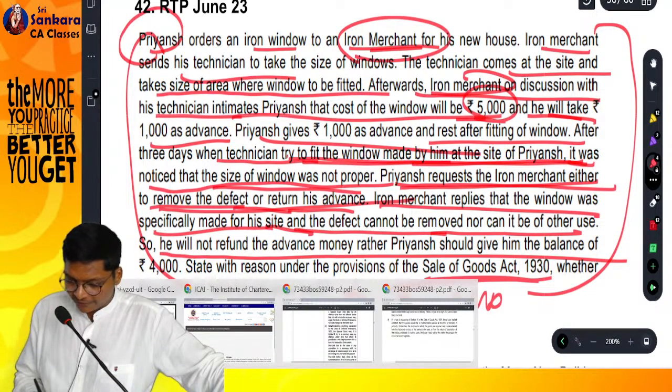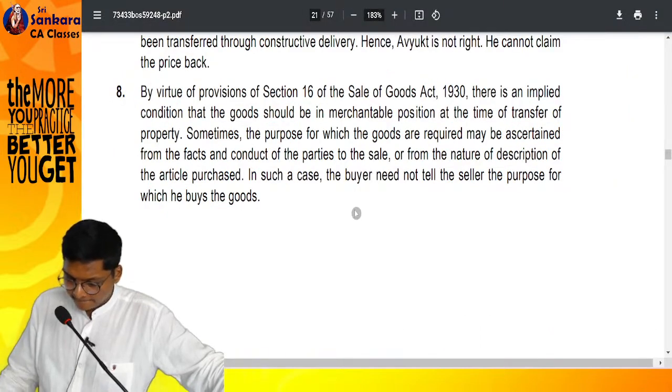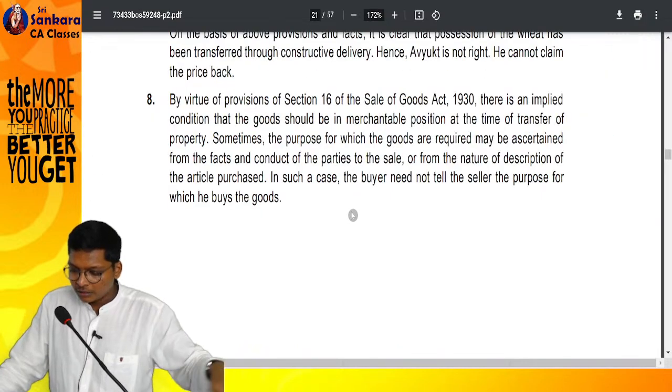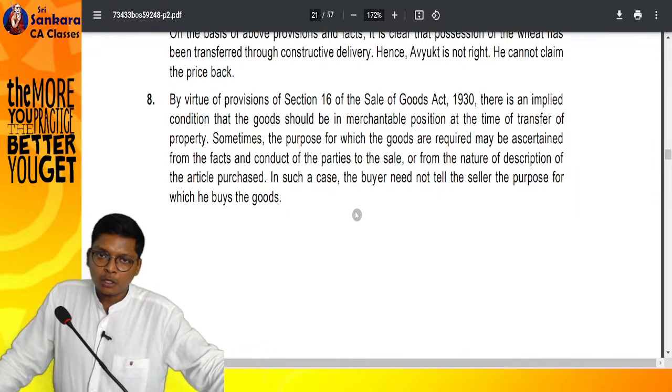Yes, of course, we are going to go there. We are already there only. Point 8, RTP question 8. Just quickly have a read. I'll scroll down once you tell me. Online also you can read.